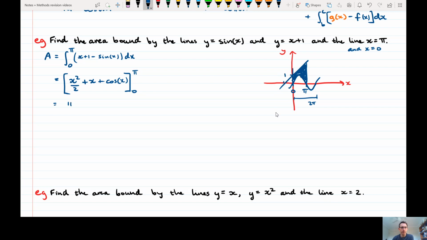So pi goes in, you get pi squared over 2 plus pi plus cosine of pi minus, put brackets in, 0 goes in, and you do 0 squared on 2, 0, 0, and cosine of 0 is all that's left. And we simplify. Pi squared on 2 has no other like terms. Pi has no other like terms, but cosine of pi we know is negative 1. And cosine of 0 is 1. So we have negative 1 minus 1 gives you negative 2, and that'll be units squared.